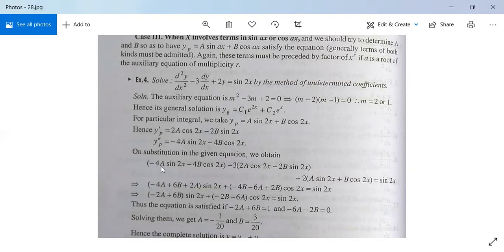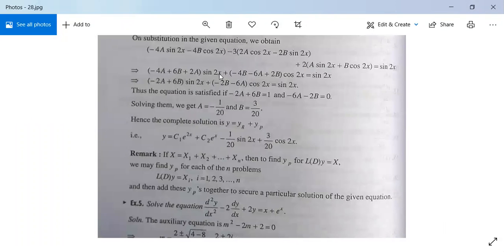So your equation will be minus 4a sin 2x minus 4b cos 2x, this is yp double dash, minus 3 into yp dash, so 2a cos 2x minus 2b sin 2x, plus 2 into yp, which is a sin 2x plus b cos 2x, equal to sin 2x. So take sin 2x and cos 2x common on the left hand side. So minus 4a plus 6b plus 2a sin 2x plus minus 4b minus 6a plus 2b cos 2x, and this is equal to sin 2x.